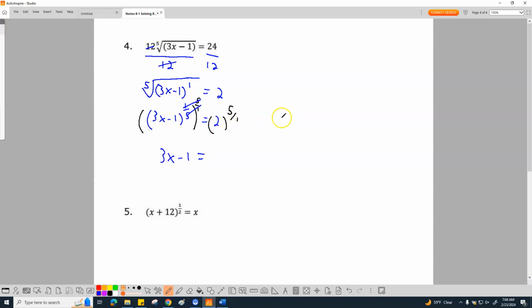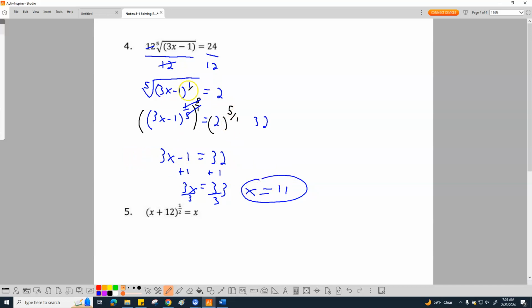2 to the 5th. 2 times 2 times 2 times 2 times 2 is equal to 32, and if you typed it in, you'd have 32 for that. Now this is a regular equation. I'm going to add 1 on both sides, and I get 33. 3x equals 33. Divide the 3 out. Sorry, I'm running out of room. I did this too messy at the end. x equals 11.